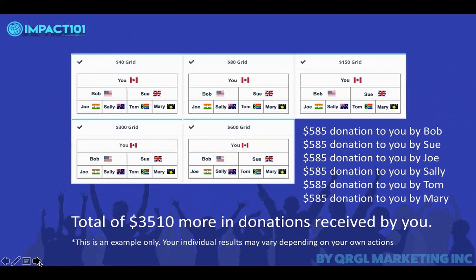Complete their grids, use the $1,710 they received to re-enter the first 4 grids for $570, enter the $600 grid, and put $540 towards whatever they're raising funds for. They're going to each make a donation of $585 to you when they land in your grids. That means you've just received another $3,510 in donations. So let's look at your situation now.